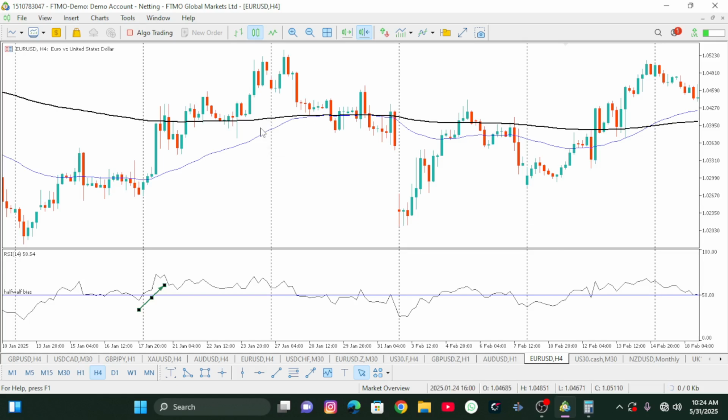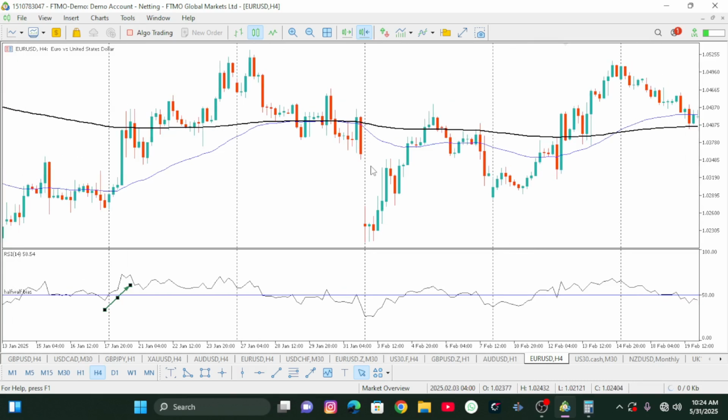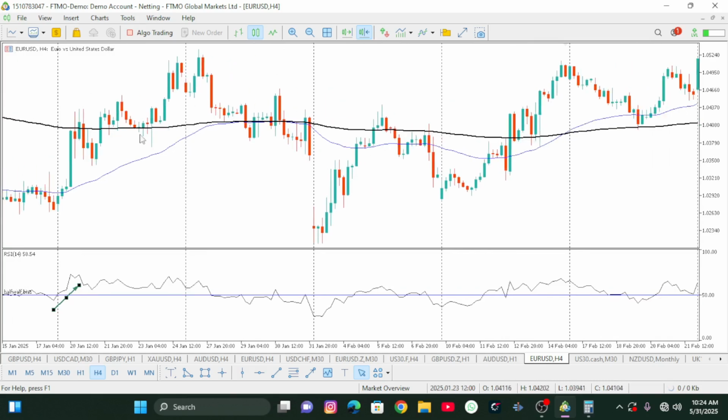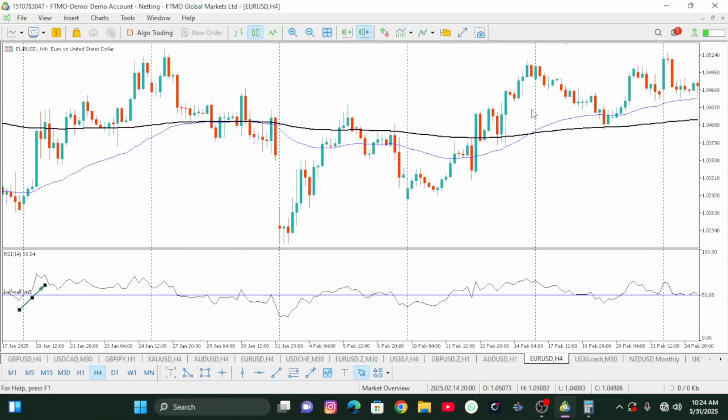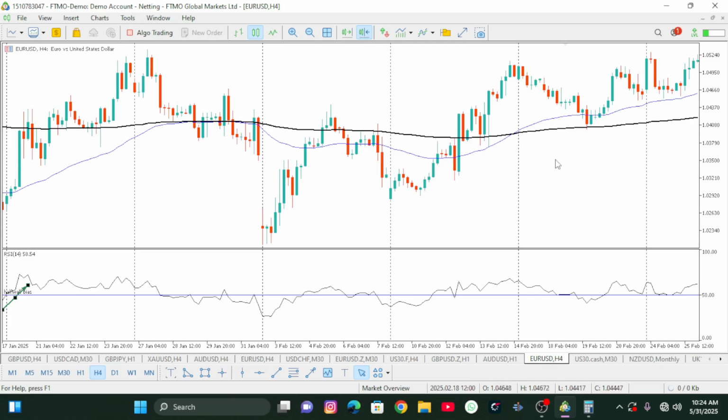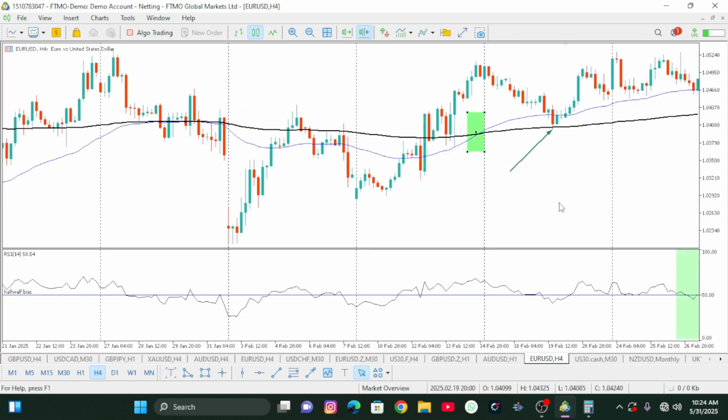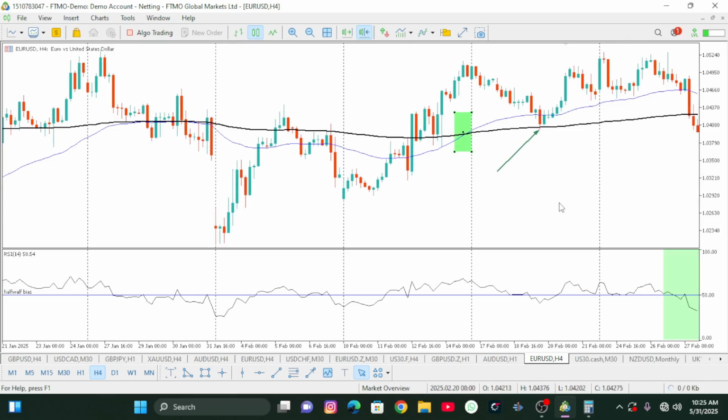So if you want to find a strong move to the upside, you'll wait for price to cross. If you can see at this region, the price was just ranging, so this wouldn't have been a good place to enter until this zone here, where you see price found support. So this would have been a good region to now start looking for buying opportunities. Now let's load the candlesticks slowly.